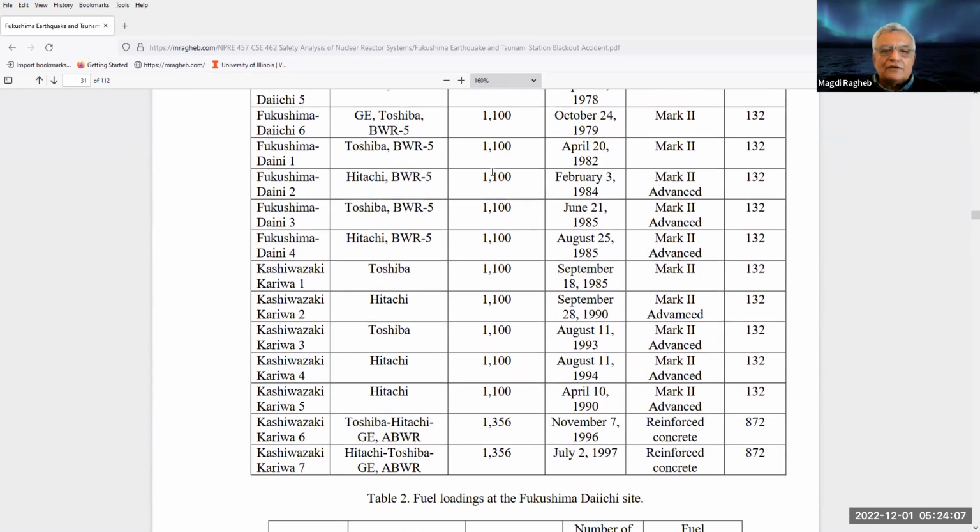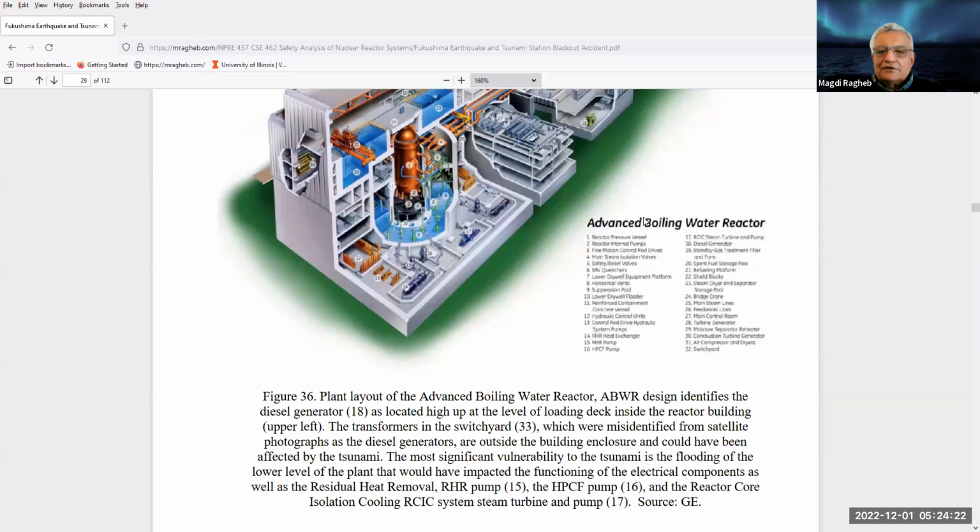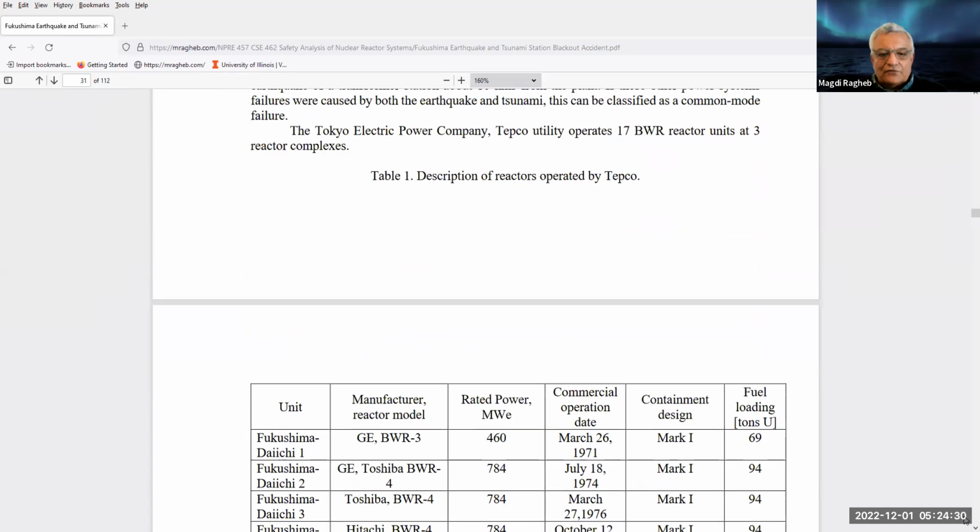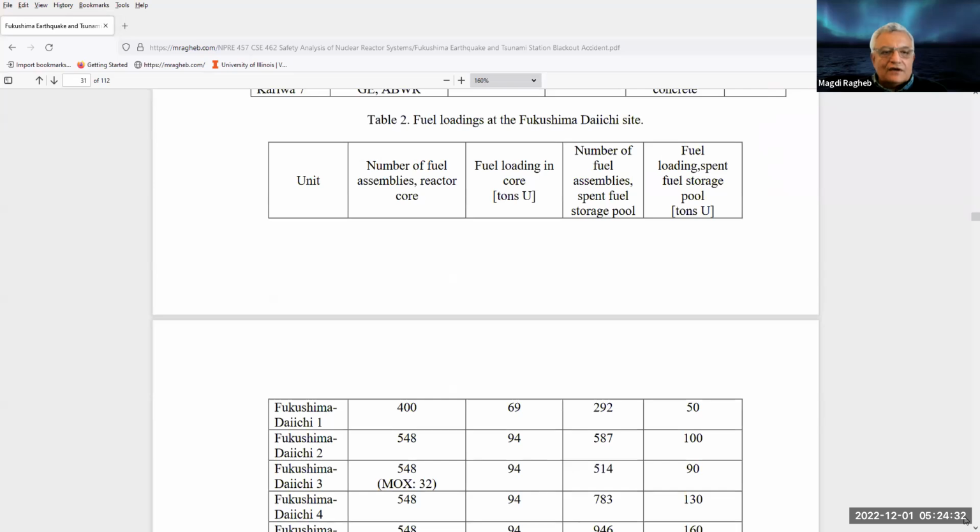Let me see. So you could see here, these are all the different designs, Mark 1, Mark 2, and this is Kariwa 6 and 7. This is the advanced boiling water reactor that I have shown here. These are new units, and of course, there should be awareness of the possibility of a flooding accident in general.